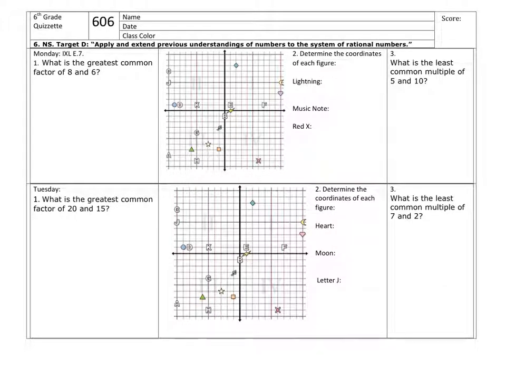Today we'll be recording a video on Quizzette 606. As always, write your last name, comma, first name, the date, and your class color. Number 1 is going to ask you about greatest common factor. You guys might see that as GCF. Go ahead and write that.